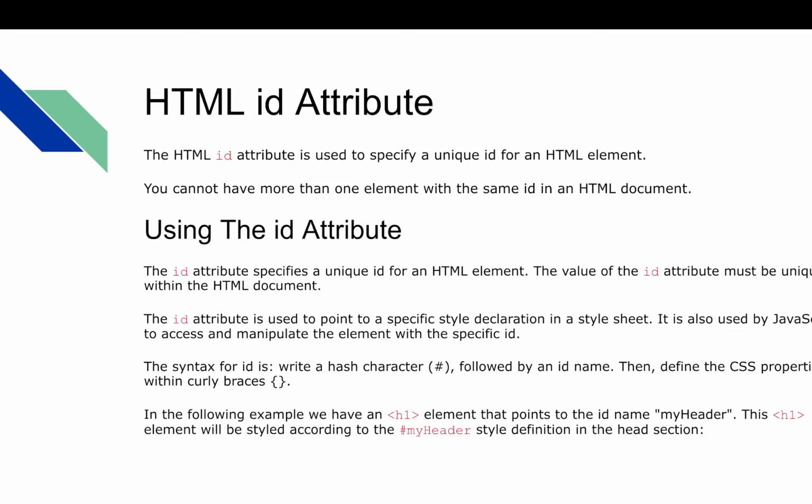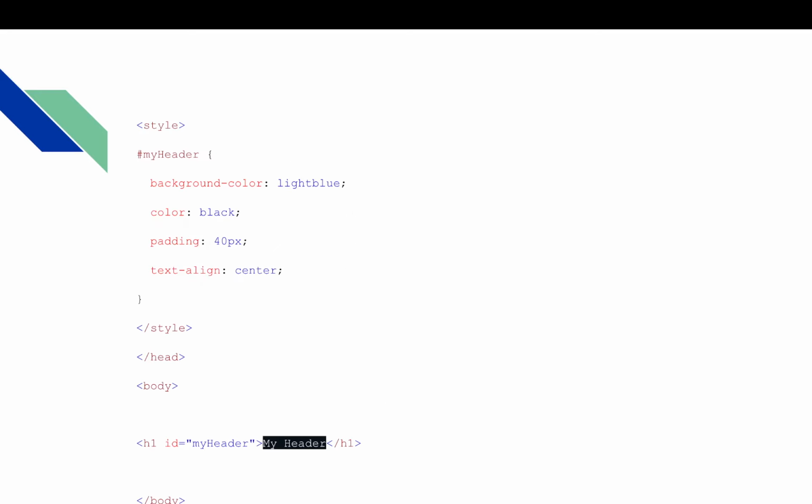So in the following example, we have an H1 element that points to the ID name, my header. The H1 element will be styled according to my header style defined in the head section. So look at it, we've got the style in the head section, my header. So now it's pointing at this ID.